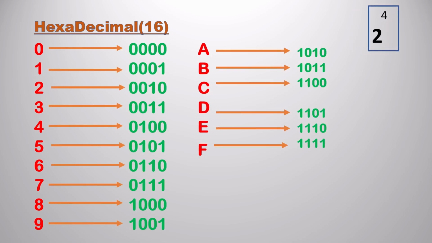And these are the equivalent binary digits of each hexadecimal digit. It is in 4-bit form. From 0 to 9 those are represented in binary form, and A to F are also represented in binary form. F is very important: that is 1111, which is 15 in decimal.